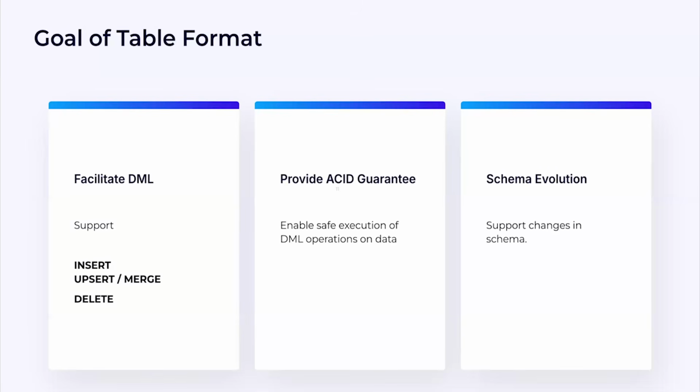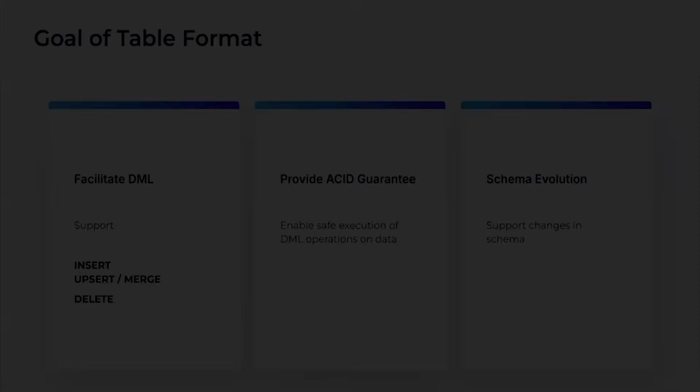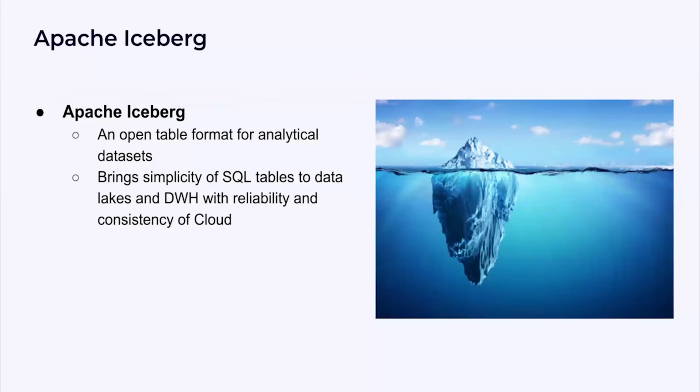And long story short, your data remains consistent and durable even after all these operations are done. And it also supports schema evolution. Schema evolution is a reality you can't deny, but your open table format should be good enough to understand and react to that. So thus comes Apache Iceberg.